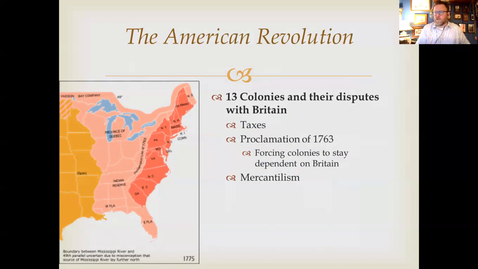And so once the French were defeated, what the colonials had hoped to do was to be able to expand westward. So here's the 13 colonies. They were hoping to expand into this region here, which the British made an Indian reserve for indigenous communities. This was the Proclamation of 1763, which forced colonials to stay dependent on Britain.